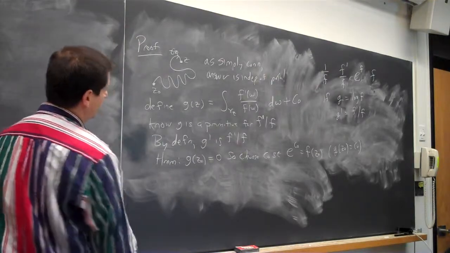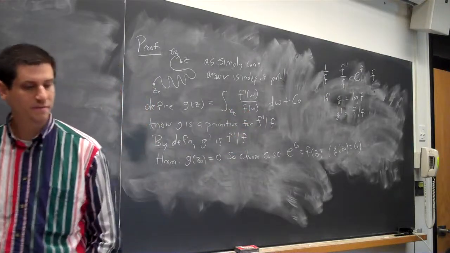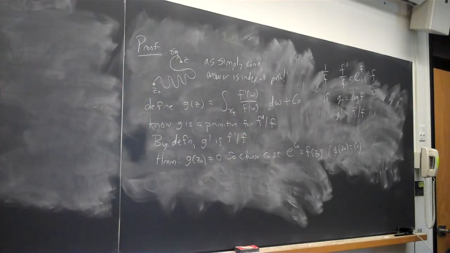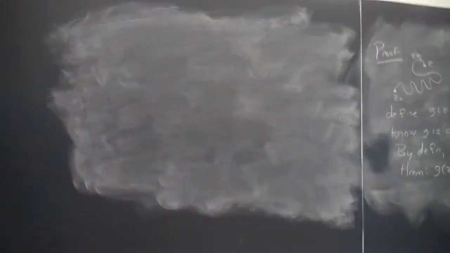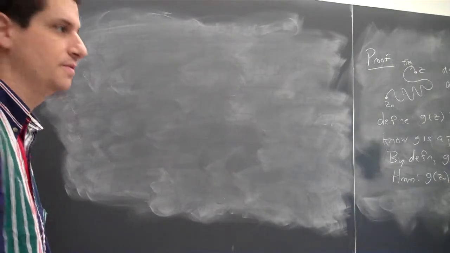Any questions so far on why this is a primitive, why we put in the C naught? It's independent of the path. The derivative is the right thing. So we're almost done. All we have to do now is show that what we end up with is F is equal to e to the G.